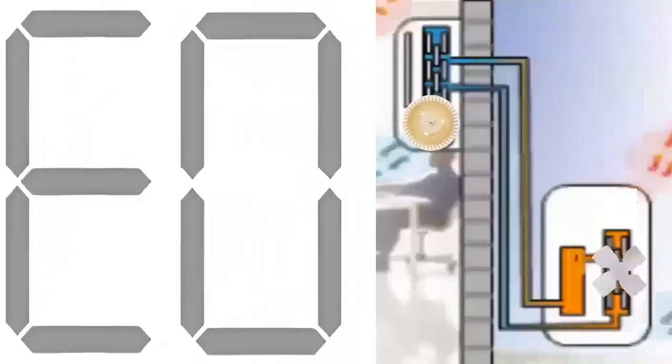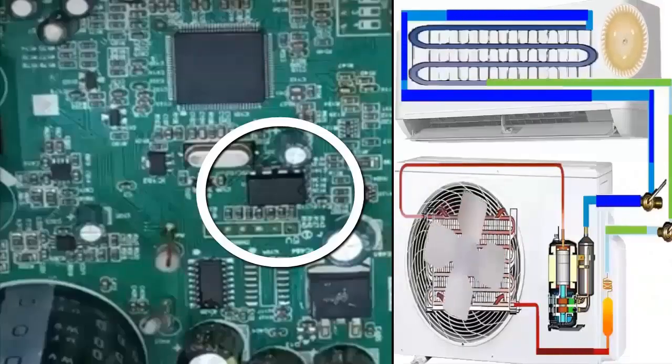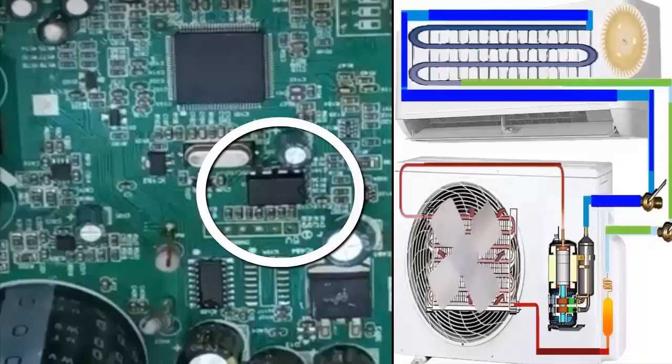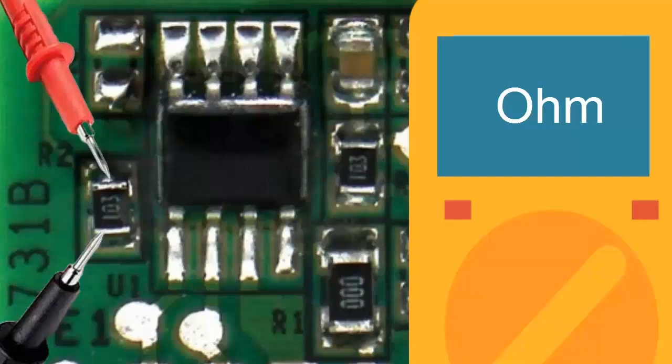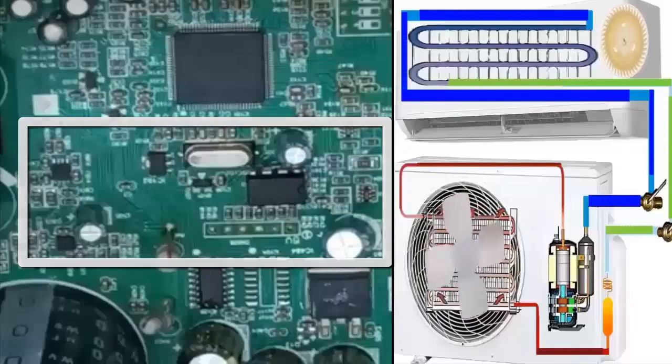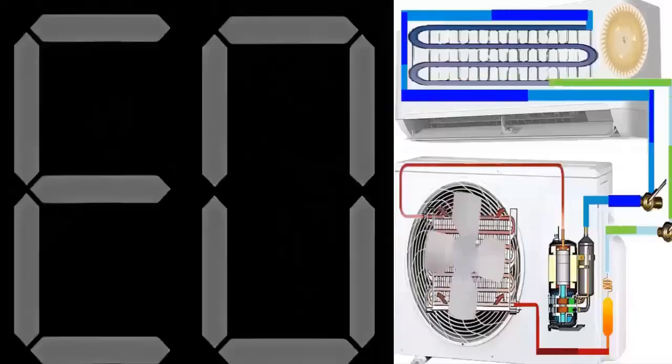C. Using a multimeter, measure the resistances near the EEPROM. Replace any defective resistors if necessary. D. Turn the unit back on and check if the error persists. If the problem continues, replace and reprogram the EEPROM or substitute it with one from a similar control board.